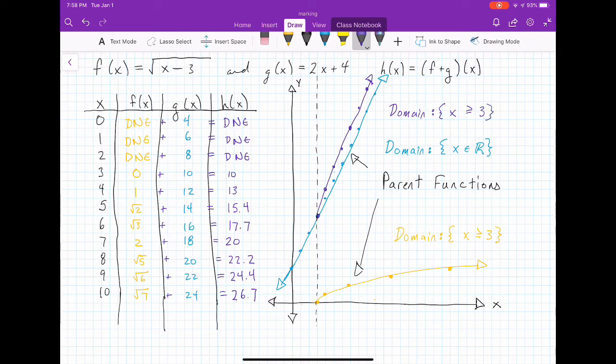So the point of all this is really just looking at the domains of all three functions and trying to see how the parent functions' domains relate to the domain of h of x. In this case, as soon as one of the domains is restricted on a parent function, the domain of h of x also has to have that same restriction. So g of x had no restrictions, but f of x did. So then h of x, which is made from f and g, inherits the restriction.